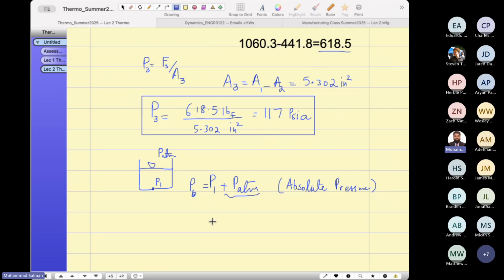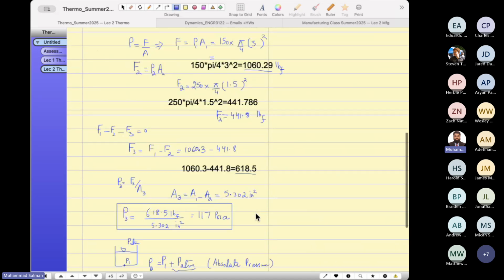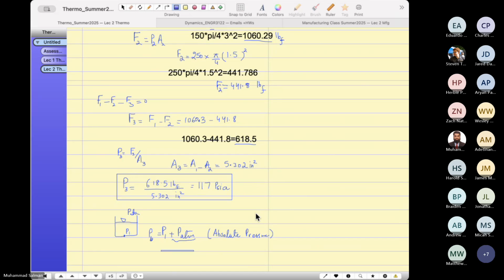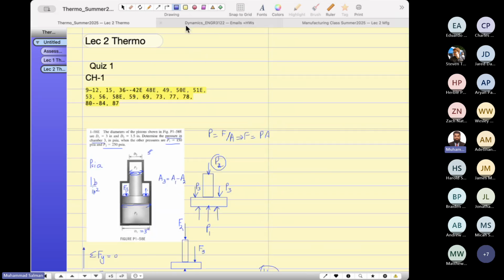So have you understood this question? Please type in yes if you understood this question. Charles, Herbie, Andrew, Alex, Micah. That's good. Very good. So now we have done which question? 1 dash 58.3. Sorry, 58.8e.